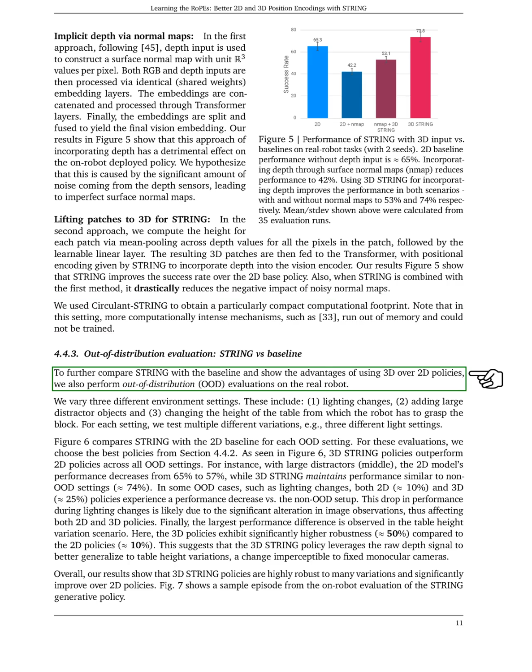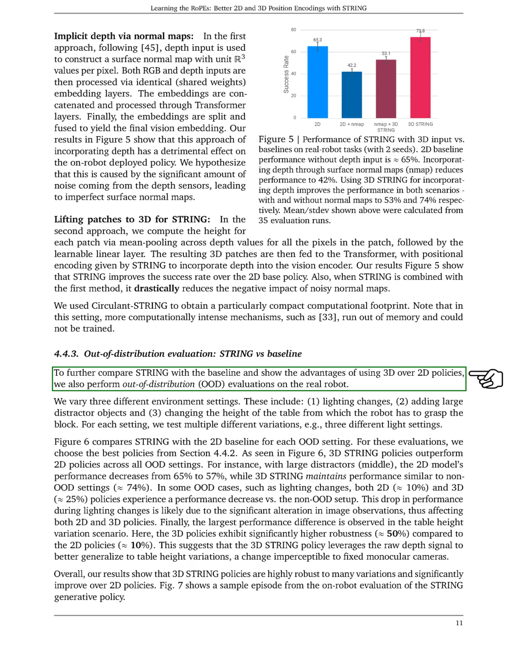To further compare STRING with the baseline, we conducted out-of-distribution evaluations on the real robot, varying lighting, adding large distractor objects, and changing the table height. We tested multiple variations for each setting. Our findings showed that 3D STRING policies consistently outperformed 2D policies across all scenarios. For example, with large distractors, the 2D model's performance dropped from 65% to 57%, while 3D STRING maintained around 74%.